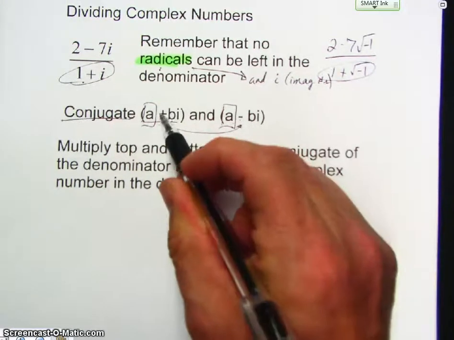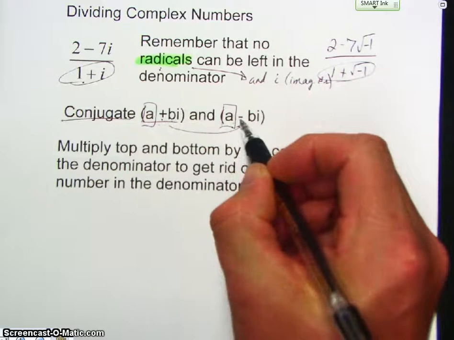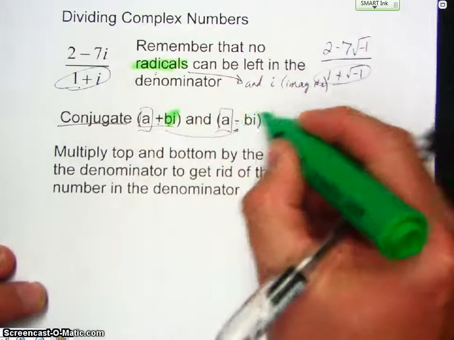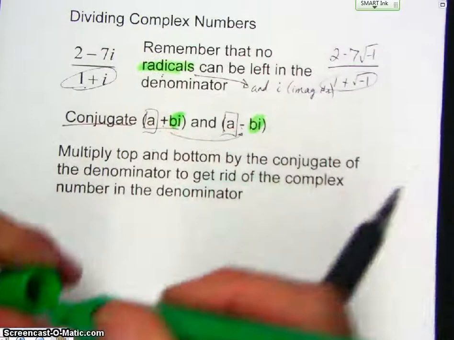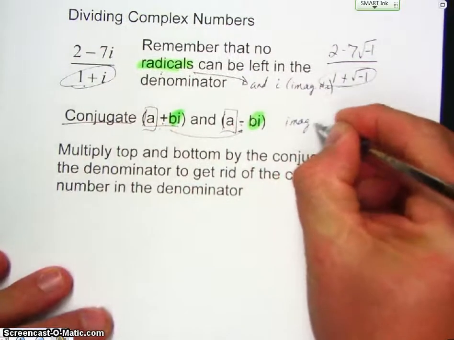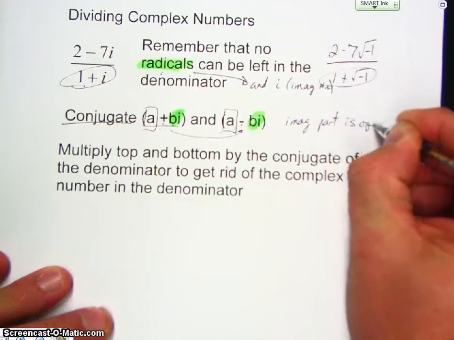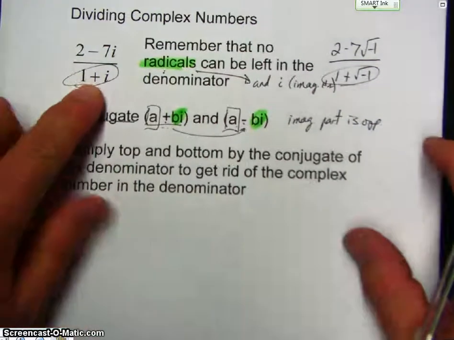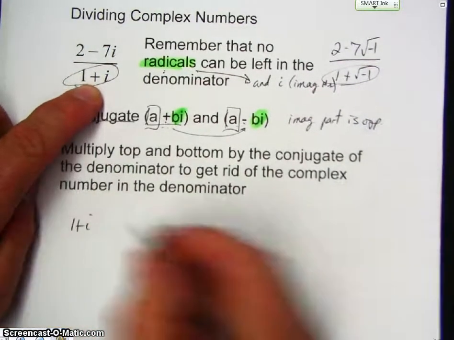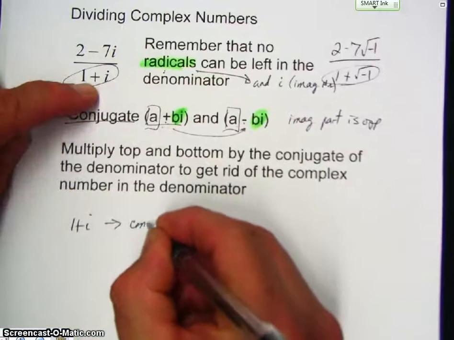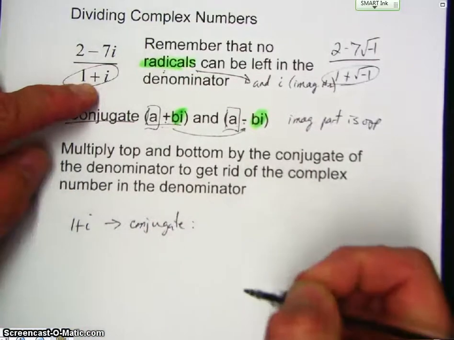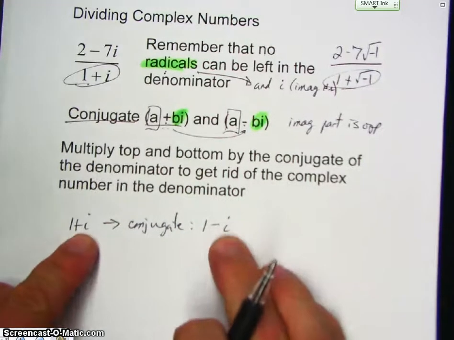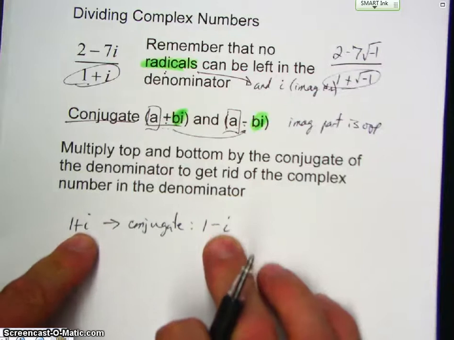So really the difference between these two binomials is that the imaginary part, the part with the i in it, is opposite. That's what the conjugate deals with. So if I want the conjugate of something, I take the opposite. In other words, if I have 1 plus i, the conjugate is 1 minus i. Just the imaginary part changes signs. That's all it does.